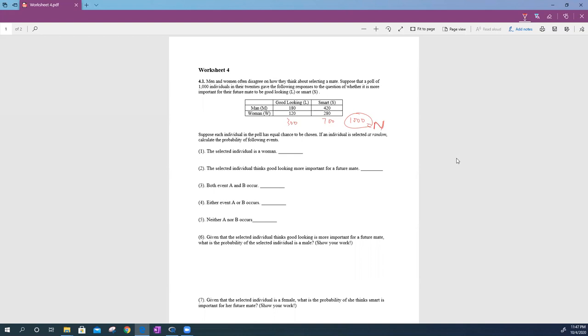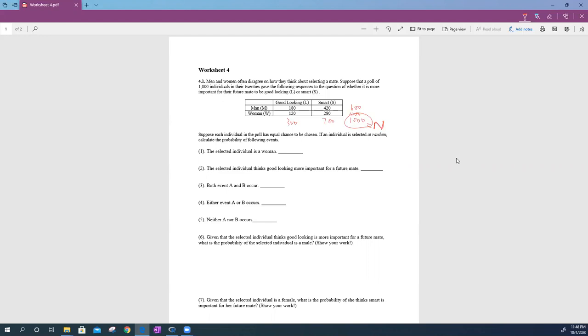And then we can verify that by looking at how many males we have. So that is 600. And female, we have 400. So 600 plus 400 also gives us this grand total 1,000. So we have no problem. And suppose each individual in the poll has an equal chance to be chosen, so equally likely events. And if an individual is selected at random, calculate the probability of the following events.